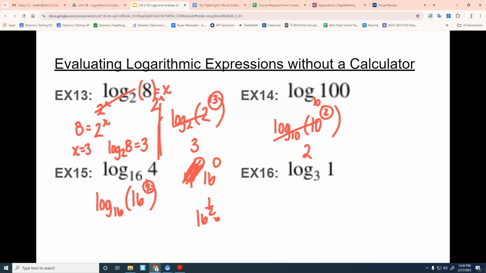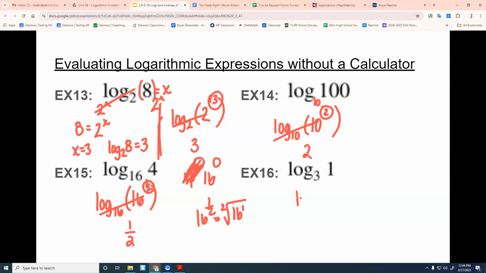I would think of it as a square root of 16, right? Because when we have those fractional exponents, that can be written as a root. The 2 goes on the outside, the 1 goes on the inside, and that would be 4. So if I write it this way, log base 16 of 16 cancels, I get 1/2. Okay, questions?